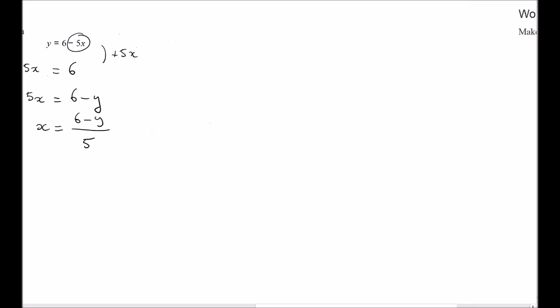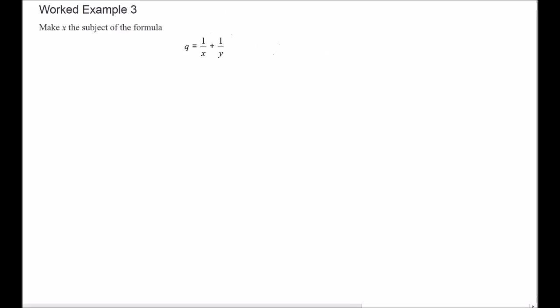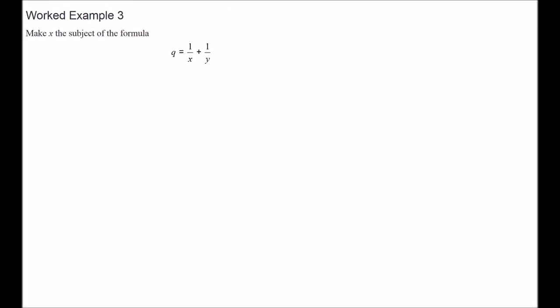Last example. It's a bit more tricky. Make x the subject of this formula. So again, x. Now my problem is it's in my denominator. That's not a good place to be. I need to get rid of everything else. All right. First up, I need to get rid of plus 1 over y. I do the opposite, that's the main calculation I do. So I'm going to minus 1 over y. And I have q minus 1 over y is equal to 1 over x.